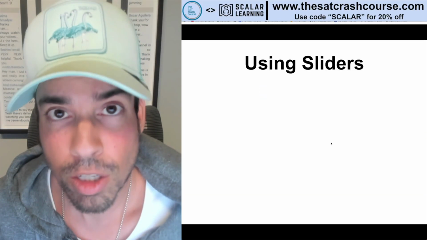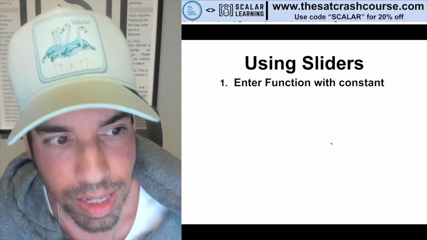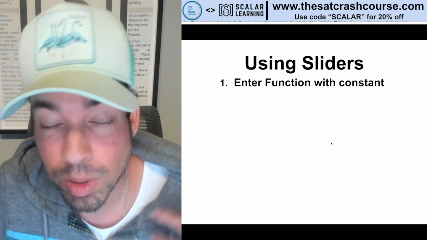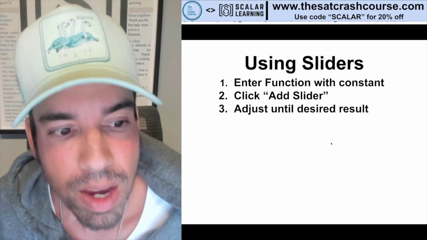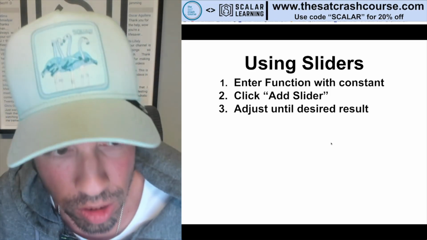Done. Now we're going to talk about using sliders. I'm going to show you an example as well on how to do this. But the main idea is, if you're trying to find a constant, just enter the function with the constant, whether it's c, b, or k, whatnot. Then click Add Slider and adjust that slider. You're going to slide it around until you get the desired result, depending on the question.